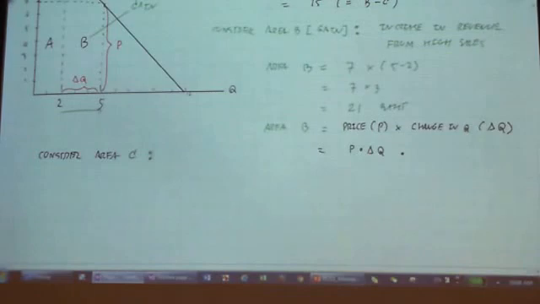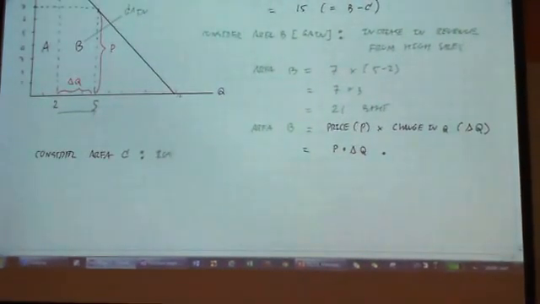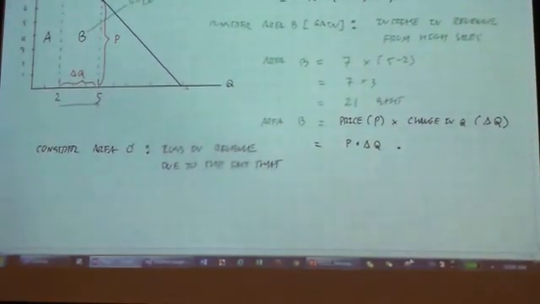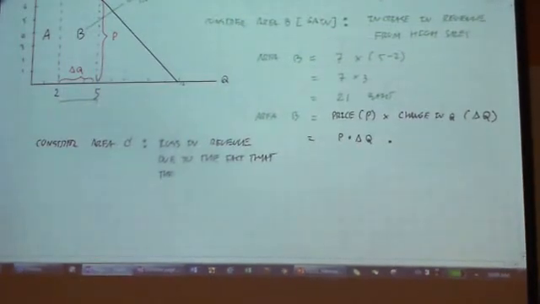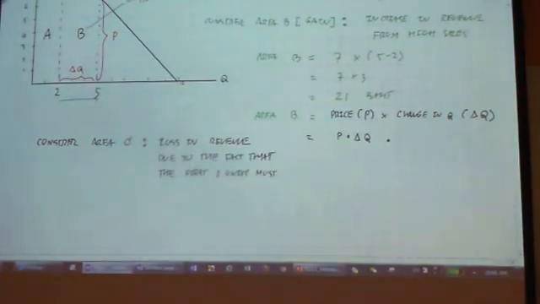Okay, area C. What is this? It's a loss in revenue. Why loss? Due to the fact that the first 2 units of the goods must be sold at the reduced price.